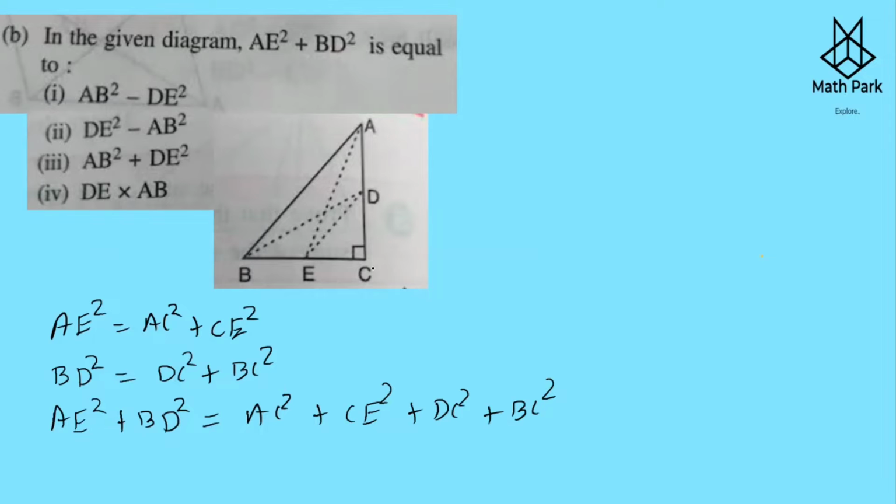Now AC square plus BC square, you are going to get AB square for the whole triangle ABC. Okay, so AB is the hypotenuse over here. Then what is left is CE and DC. So CE and DC are the parts of triangle DCE, where DE is the hypotenuse. So CE square plus DC square gives DE square. That is how you get AE square plus BD square is equal to AB square plus DE square. This is the correct option.